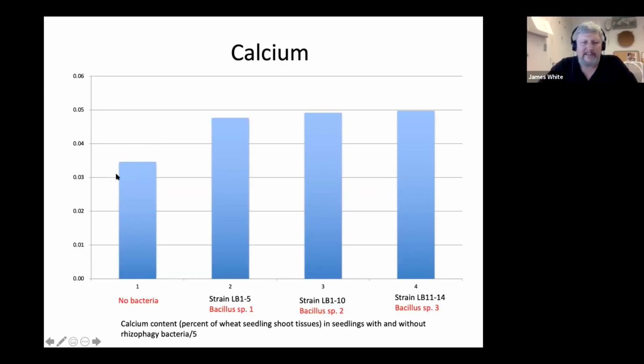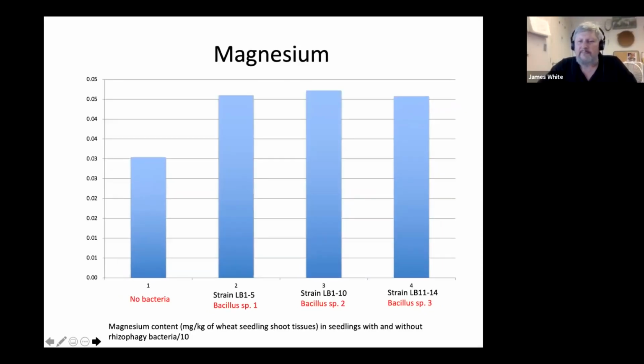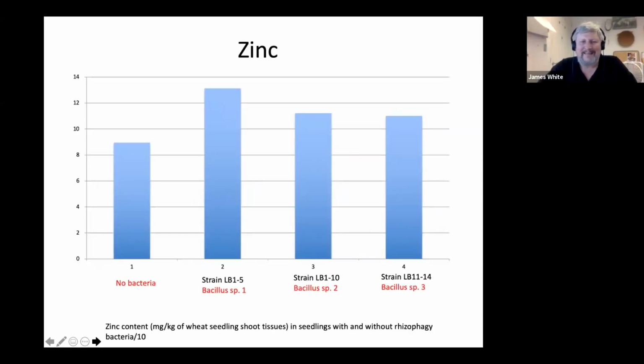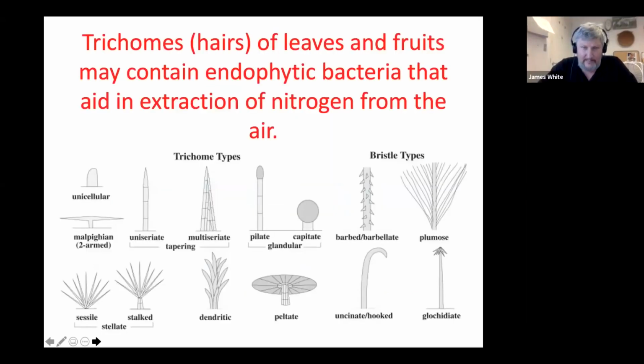Okay, here we see calcium. We see the same deal there. Calcium looks like, any of those bacteria are nearly equal in terms of benefits, in terms of calcium, but they benefit. Magnesium, same deal. Zinc, looks like that second one is really good with zinc again. And so that's the rhizophagus cycle.